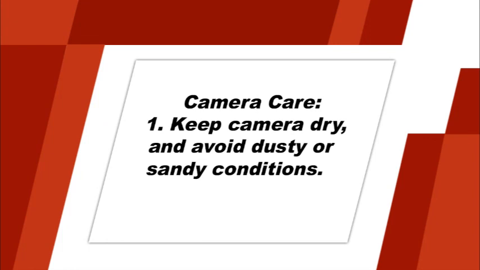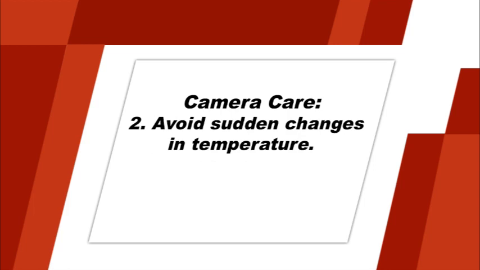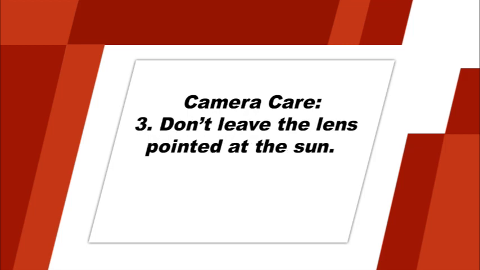When you're using the camera regularly, you want to protect it from several environmental elements that could cause damage. The camera should stay dry, and contact with dust or sand should be avoided. You also want to avoid subjecting the camera to sudden changes in temperature. If the camera is cold and it's suddenly brought into a warm environment, condensation or moisture can build up on the camera's internal components. Also, leaving the lens pointed at the sun will cause damage to the camera's image sensor.